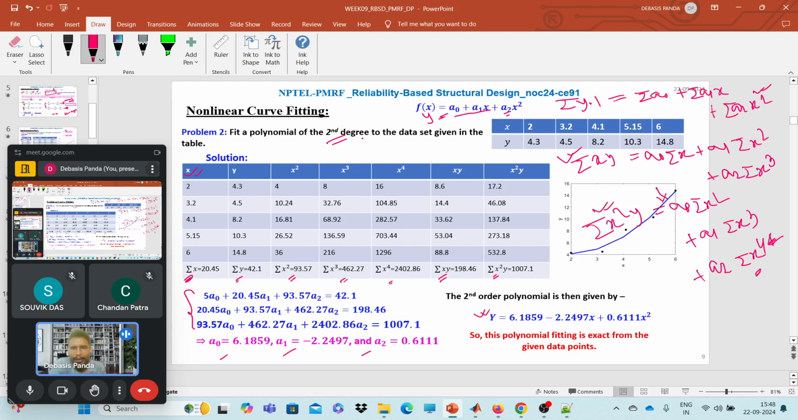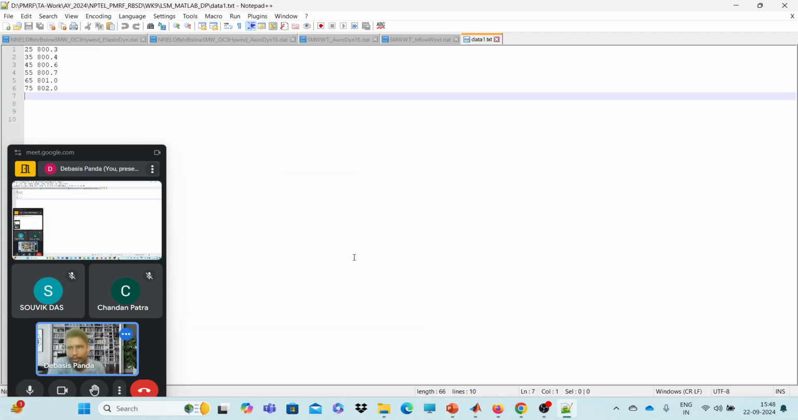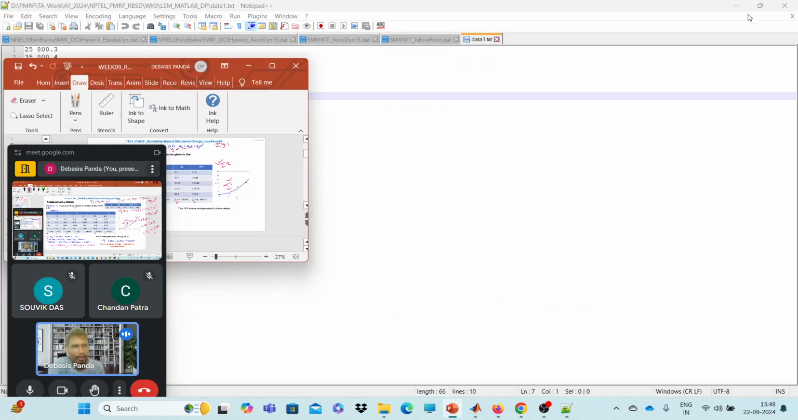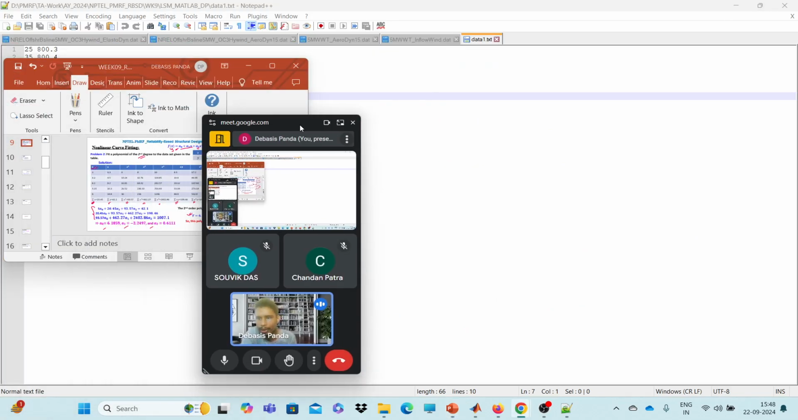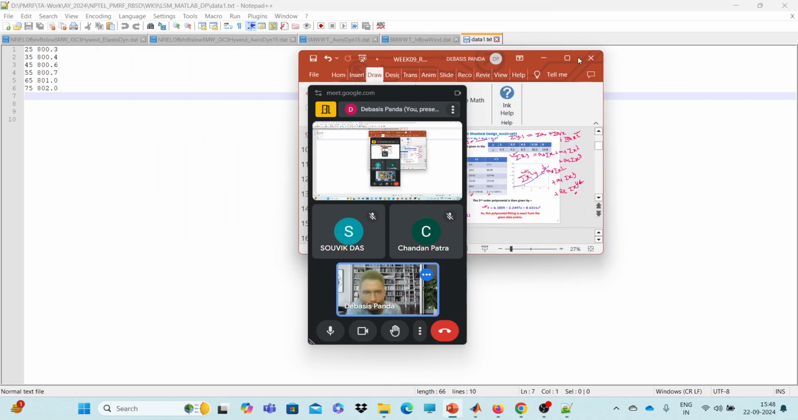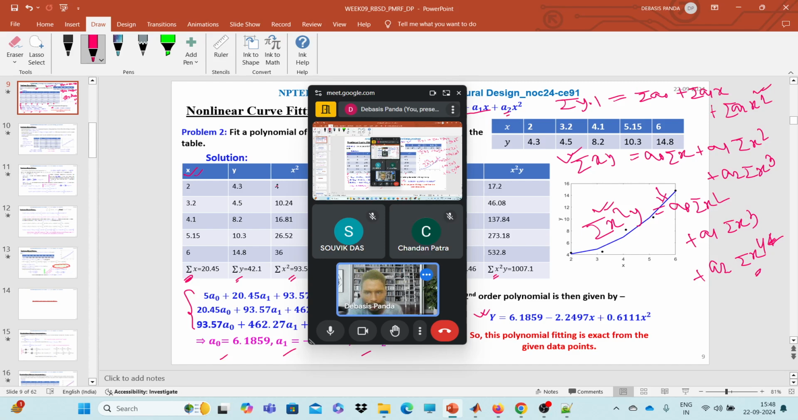Here we have a second degree data set. Let's quickly check. We have only 6 data sets. Let's check whether this function file is generically working well or not. So let's quickly load this data. 2, 3.2, 4.1. You just need to load it.